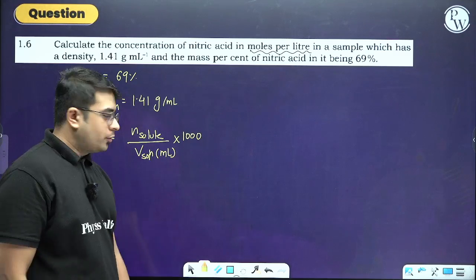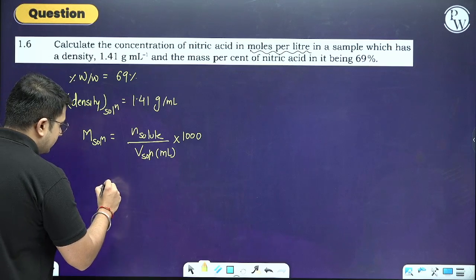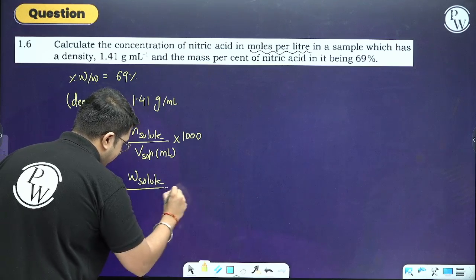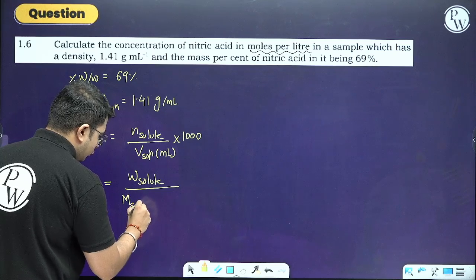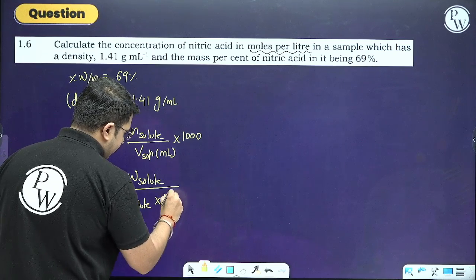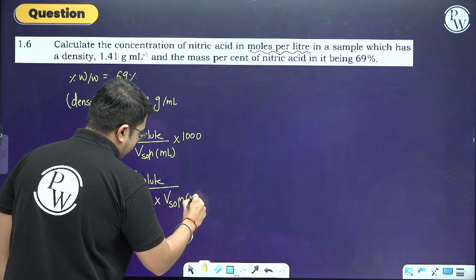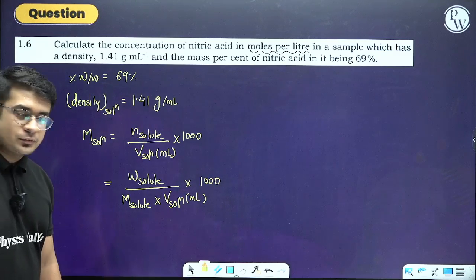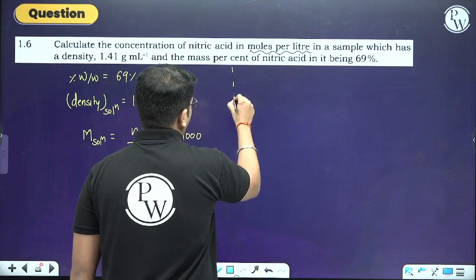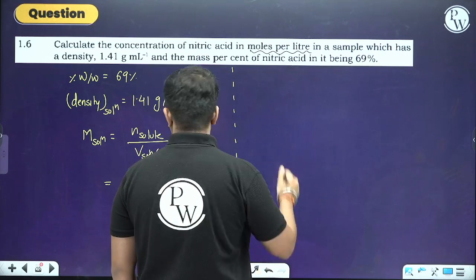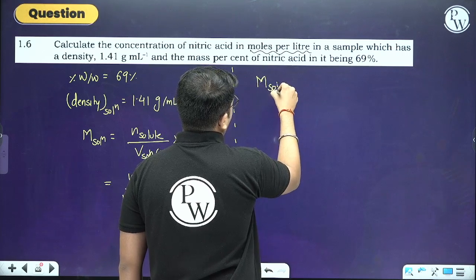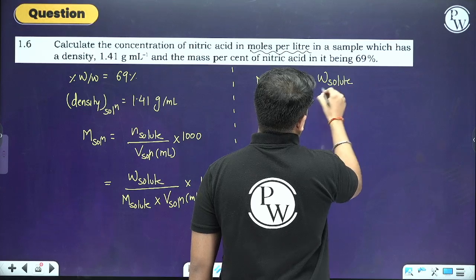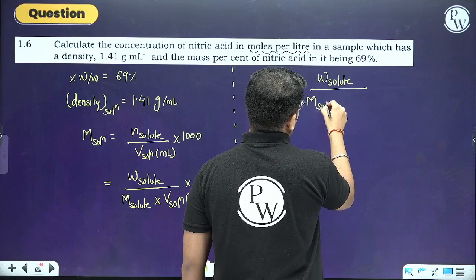Can you expand the formula? Yes, definitely we can expand the formula. That will be W of solute divided by the molar mass of solute multiplied by the V of solution in ml multiplied by 1000. Or I can say that the molarity of the solution will be equal to W of solute divided by the molar mass of solute.